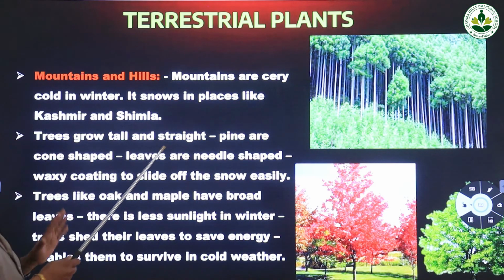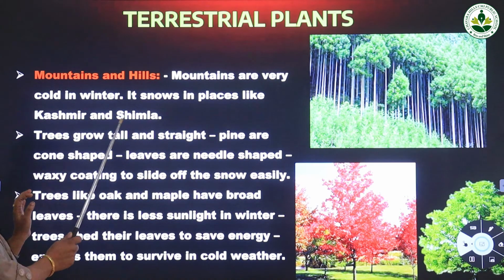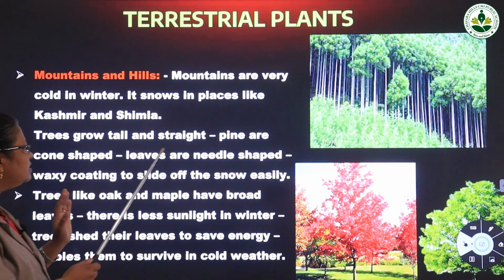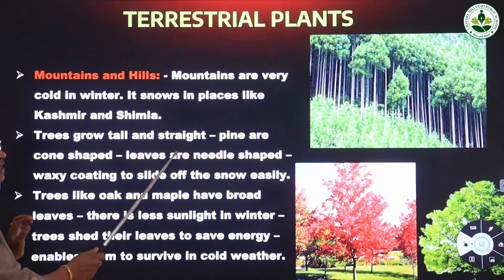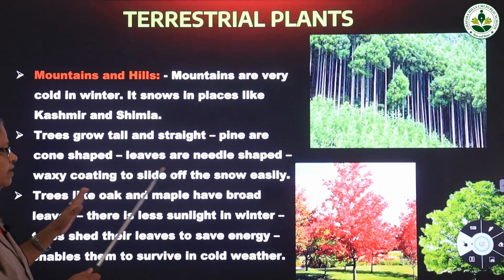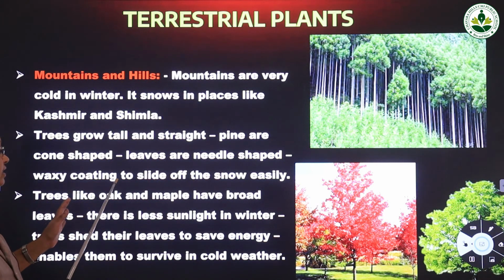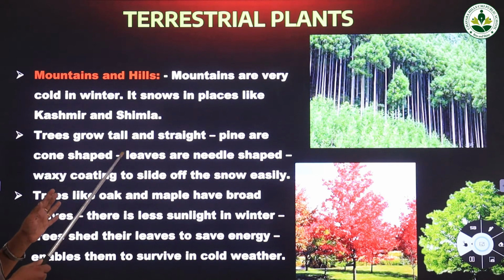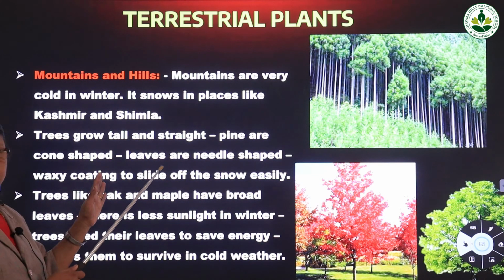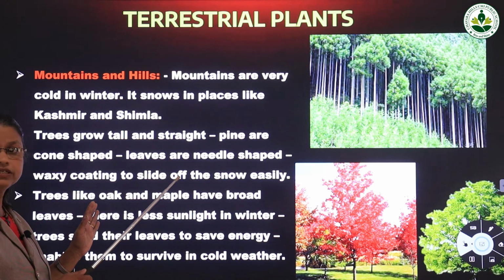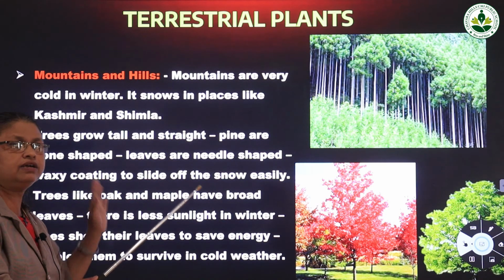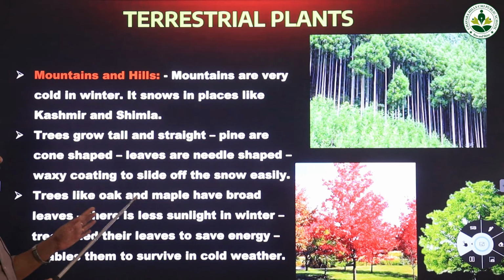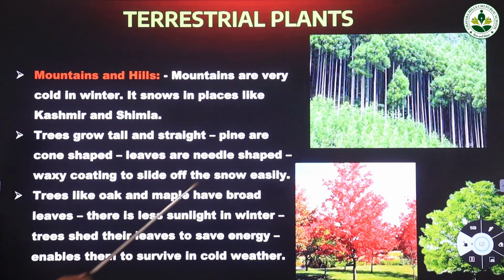Then mountains and hills. Mountains are very cold in winter. It snows in places like Kashmir and Simla. There is snowfall in Kashmir and Simla. So trees grow tall and straight. Pine trees are cone shaped, leaves are needle shaped, and a waxy coating is there for the leaves to slide off the snow easily. So the trees in mountains grow very tall and straight. For example, pine trees have needle shaped leaves, and there is a waxy coating on the leaves to slide off the snow. And trees like oak and maple have broad leaves.